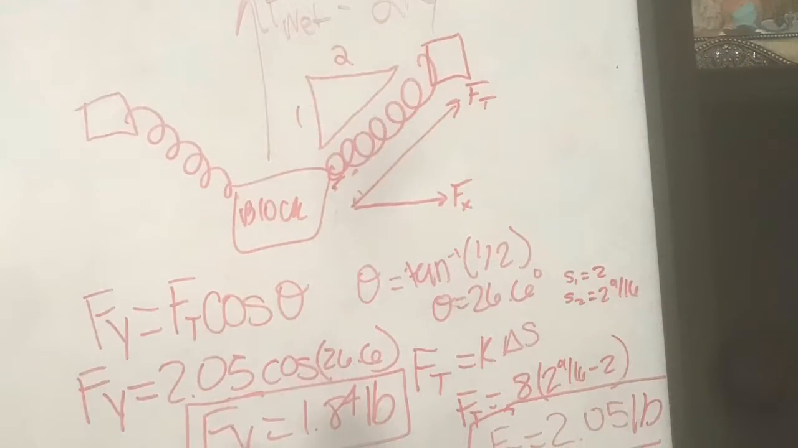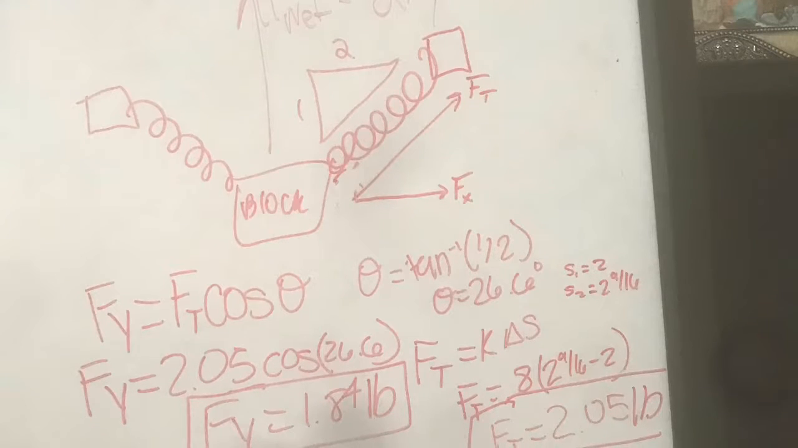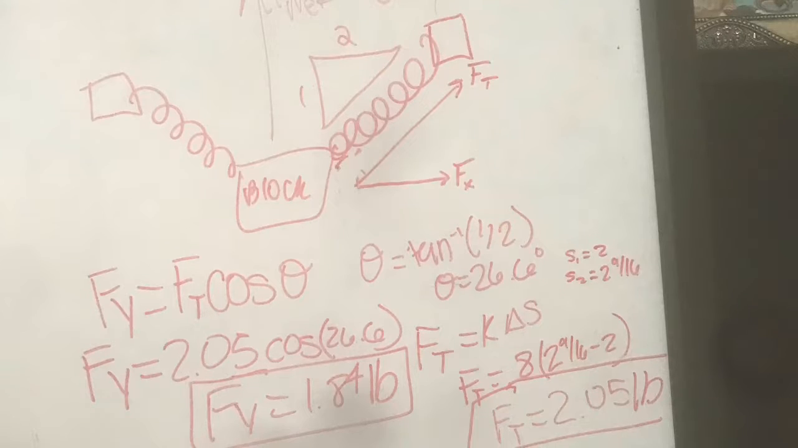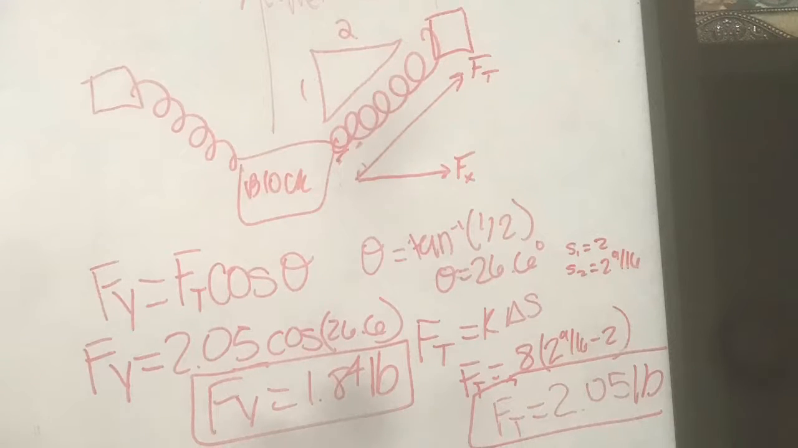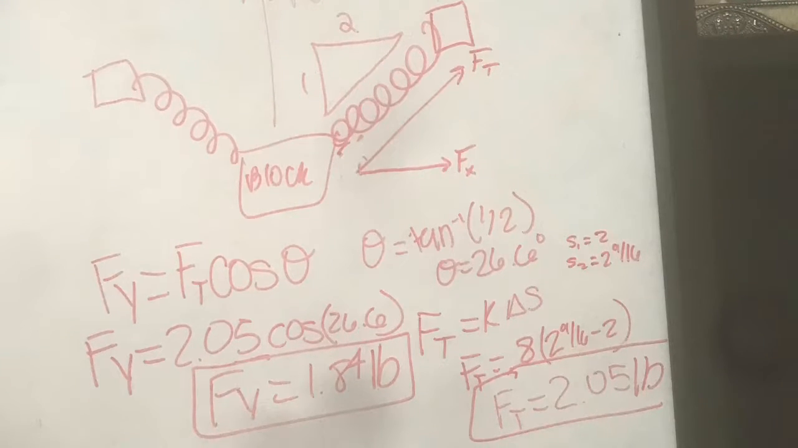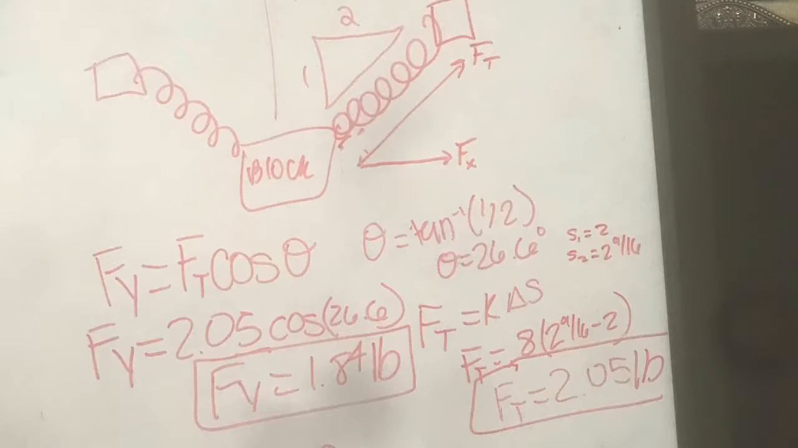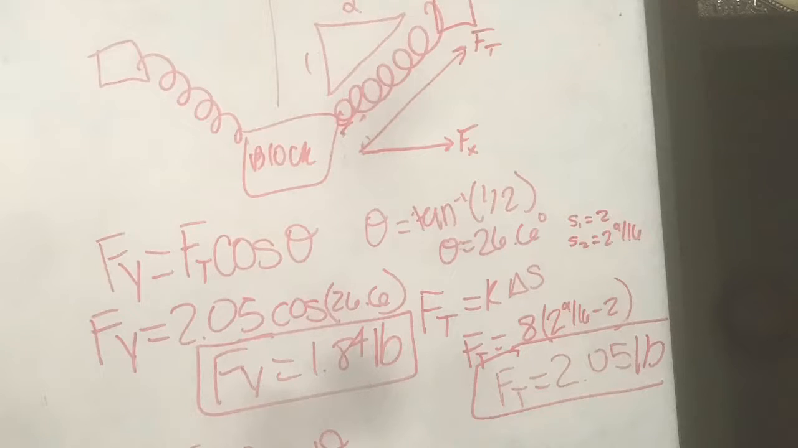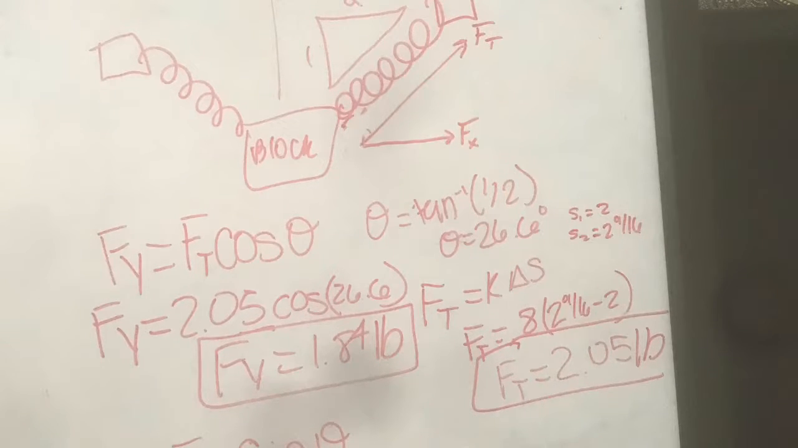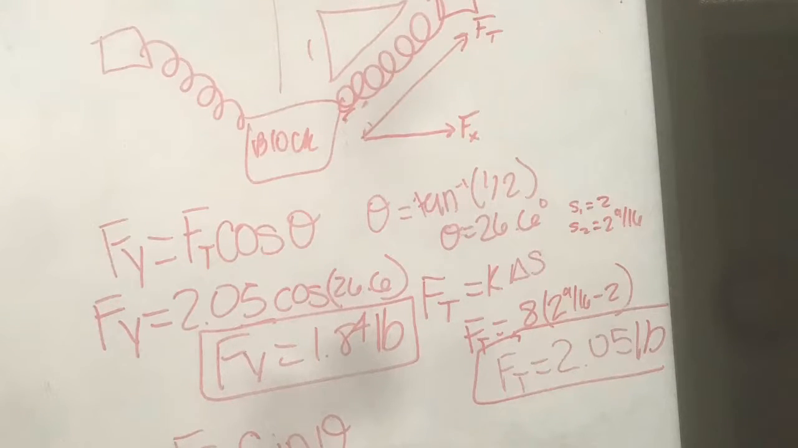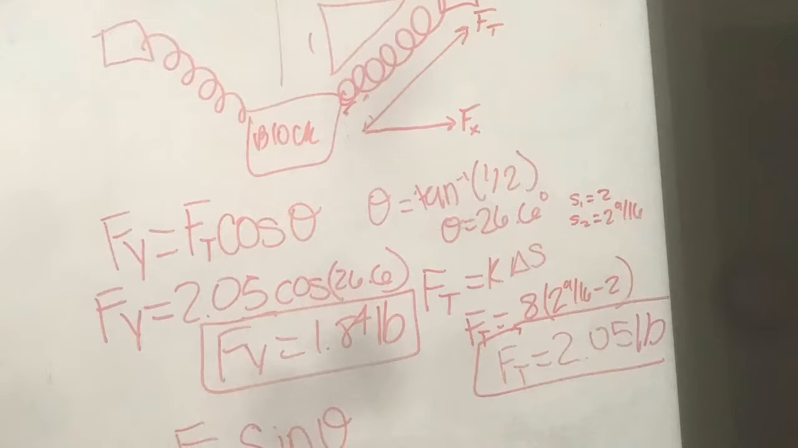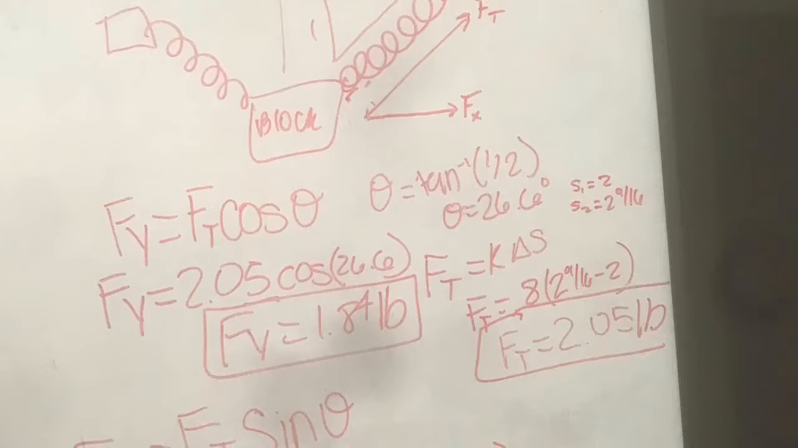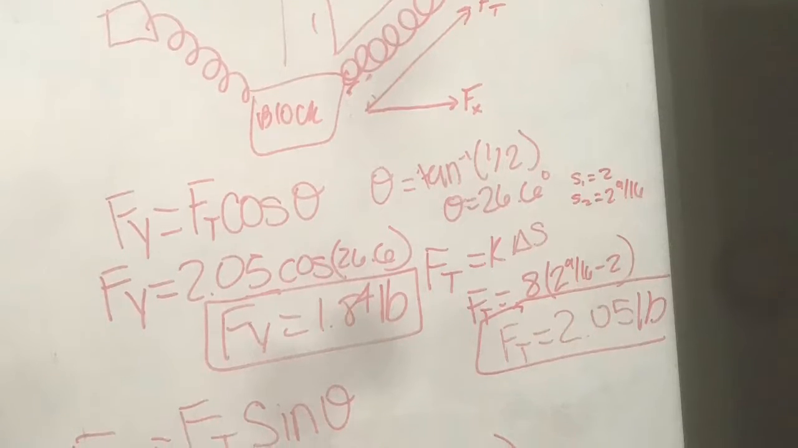Right here, we're showing the math of how we calculated forces. First, we found the total force, which is equal to K delta S. We already found K, which is the spring constant, and then delta S was S2 minus S1. And then to find the Fy, you do Ft cosine theta. So we plugged in Ft and then cosine theta being the 26.6, and we got Fy.